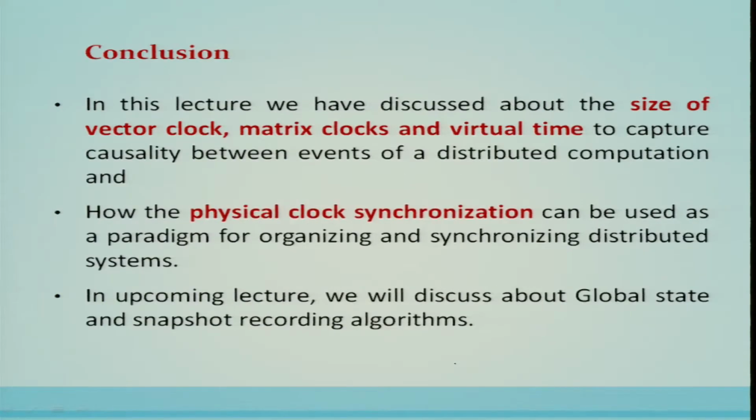So in conclusion, in this lecture we have discussed the size of vector clocks, the matrix clock, and virtual time to capture the causality between the events in a distributed system. Then we have seen how physical clock synchronization can be used as a paradigm for organizing and synchronizing the distributed system. In the upcoming lecture, we will discuss global state and snapshot recording algorithms.